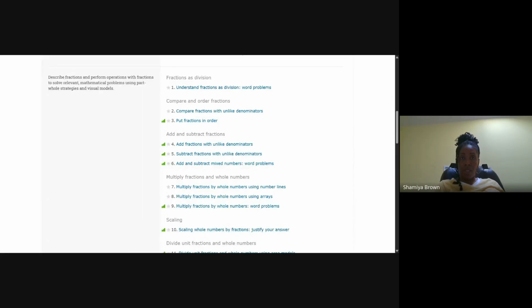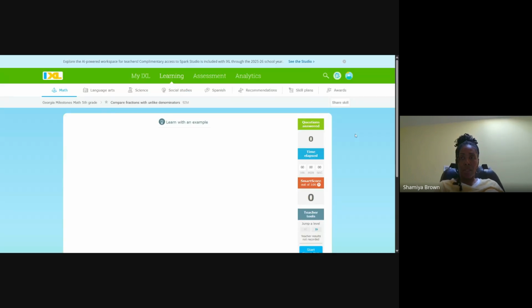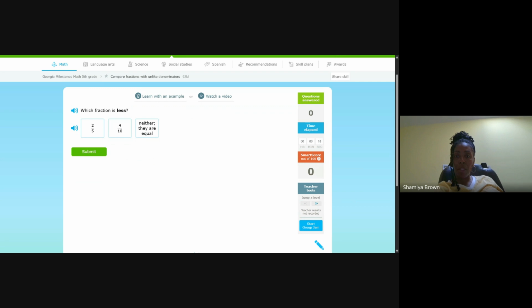All right, so next skill will be compare and order fractions. Compare fractions with unlike denominators. So it says which fraction is less, 2/5, 4/10, or neither, they are equal. I can do two things to compare these. I can do cross multiplication or I can use benchmark. I'm going to do cross multiplication first.